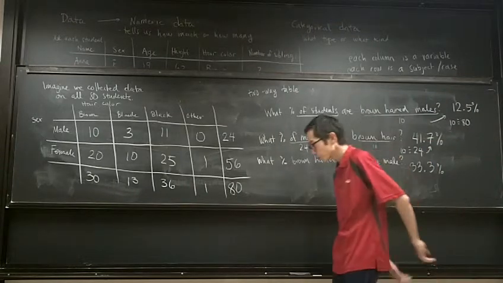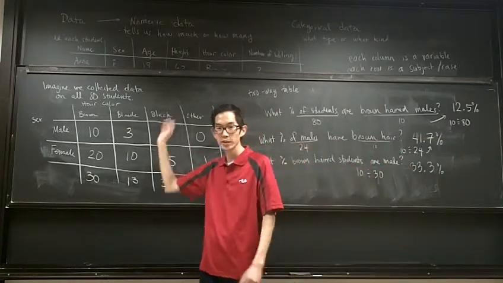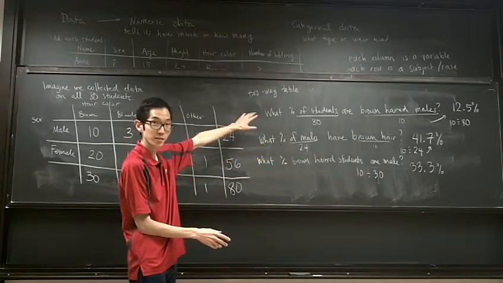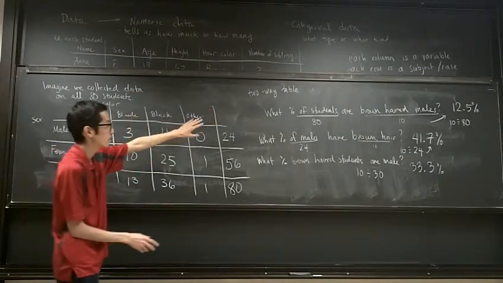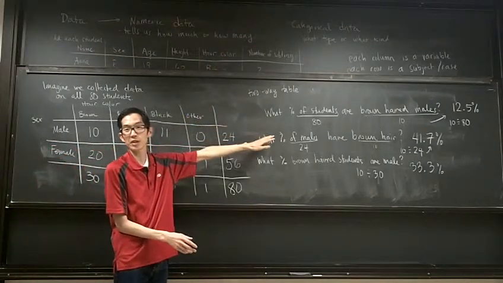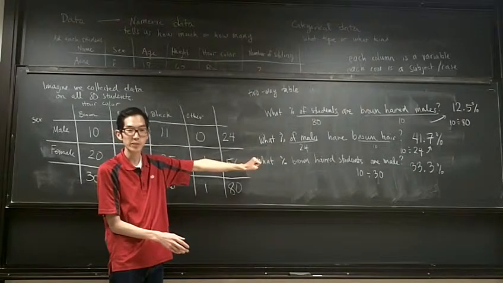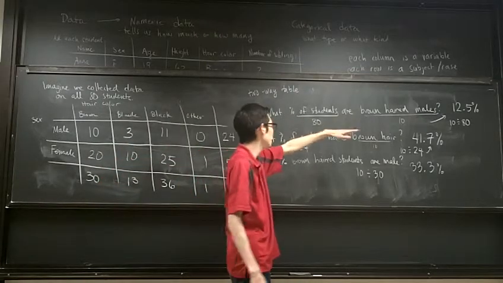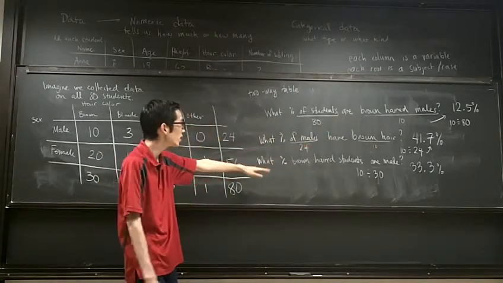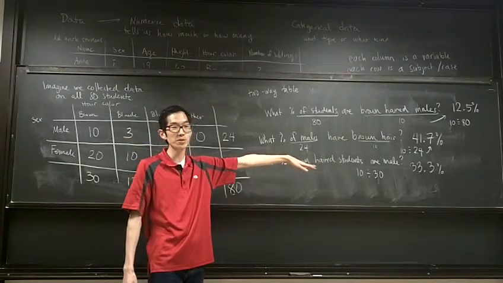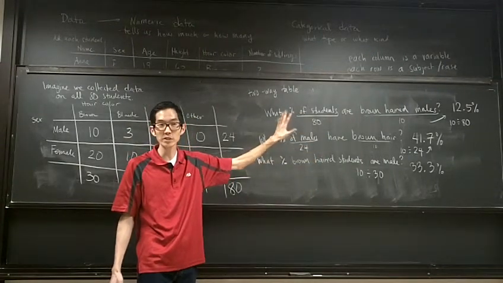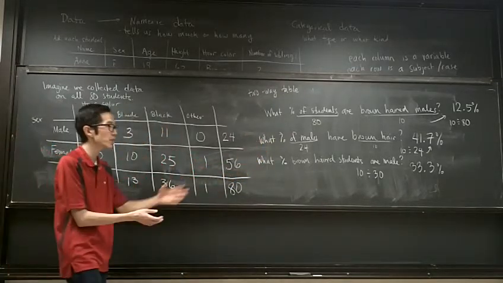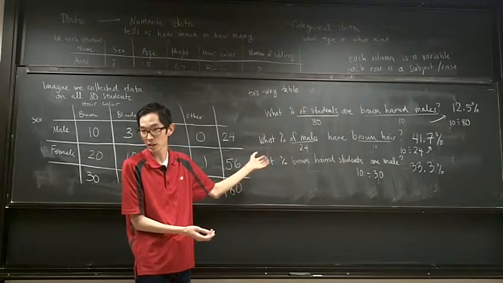Okay, so we looked at a two-way table, and we just looked at a few questions that sound similar, but are also distinctly different. What percentage of students are brown-haired males versus what percentage of males have brown hair versus what percentage of brown-haired students are male? These all sound kind of similar, but they're also very different, and we have to be able to read a question like this and understand what it's asking.